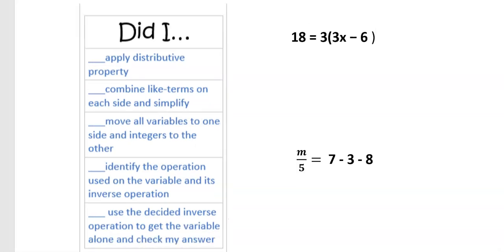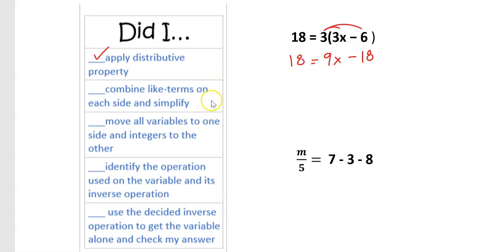The first example we're going to look at reads 18 equals 3, in parentheses 3x minus 6. So the first thing we're going to do is apply the distributive property. So we're going to take this 3 and distribute it into the parentheses, which is going to give us 9x minus 18 equals 18.